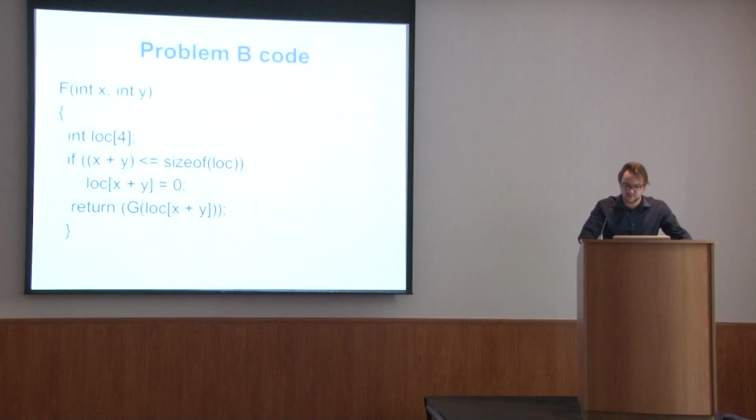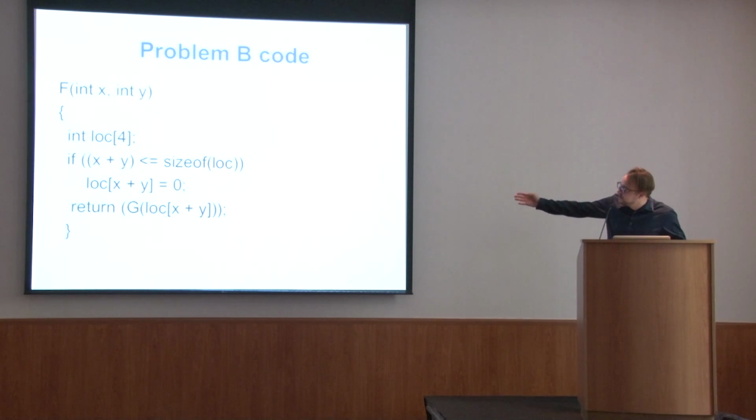As you can see, the difference is in problem B. An example of that is the following. You have a function, and with a certain combination of x and y, for example, if x and y are smaller or equal to size of lock, you're going to be able to write into an array. Otherwise, you just read the array, the index of x plus y.